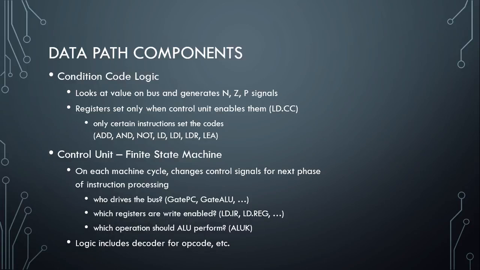The control unit is a finite state machine. Remember we talked about that earlier, the concept of a finite state machine. On each machine cycle, it changes control signals for the next phase of instruction processing. So who's driving the bus? Is it the gate PC? Is it the gate ALU? Which registers are write enabled? Is it the LD.IR or LD.REG? Which operation should the ALU perform? And lastly, the logic also includes a decoder for the opcodes. Because otherwise, how do you tell one opcode from another? You have to have a decoder in place for that.